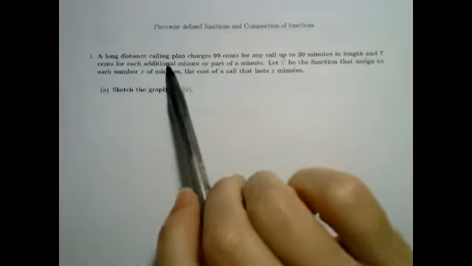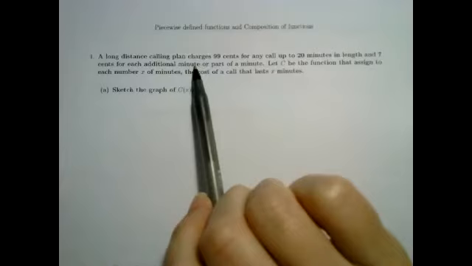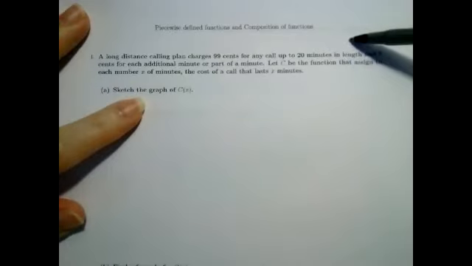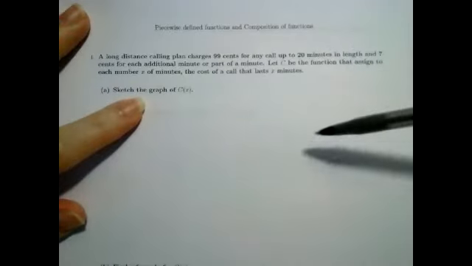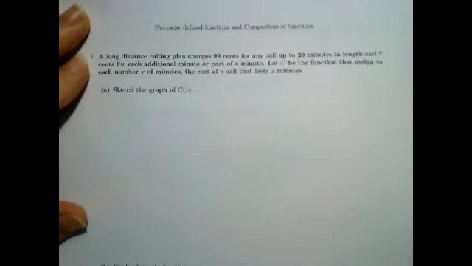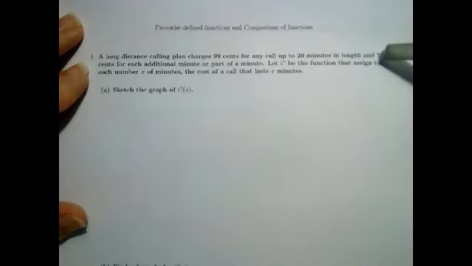A long distance calling plan charges 99 cents for any call up to 20 minutes in length. So up to 20 minutes, this long distance calling plan charges 99 cents. And 7 cents for each additional minute or part of a minute. So 7 cents for 1 minute, for half a minute it's half of 7, 3.5 cents, and so on and so forth.